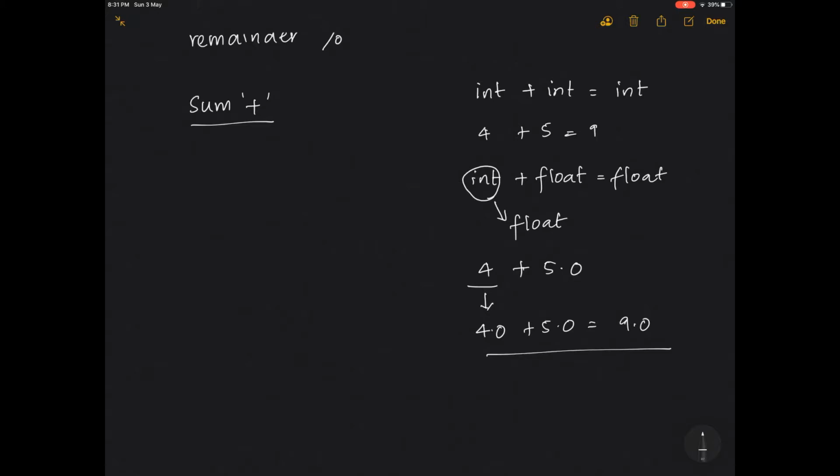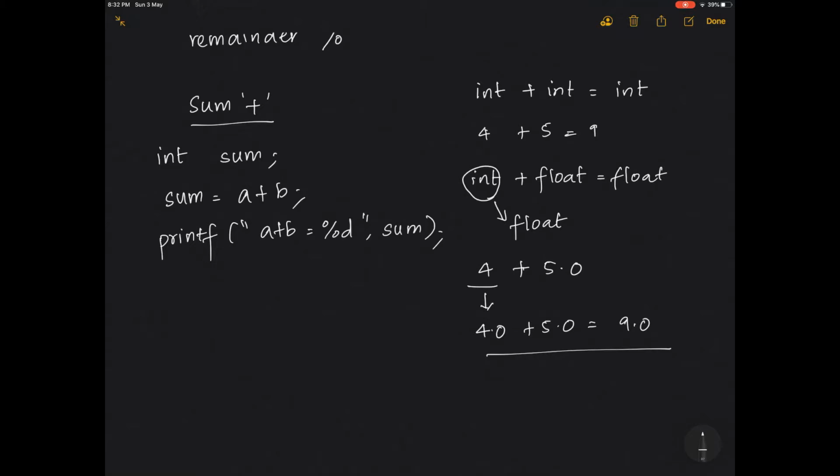For sum, since both are going to be integers already, I have declared both as integer. Let me declare one more integer variable, sum, for calculating the sum. So what will you do as the operation? You will do sum is equal to a plus b. Once you have calculated, you can directly go ahead and printf it, either writing a plus b is equal to %d and printing the sum.